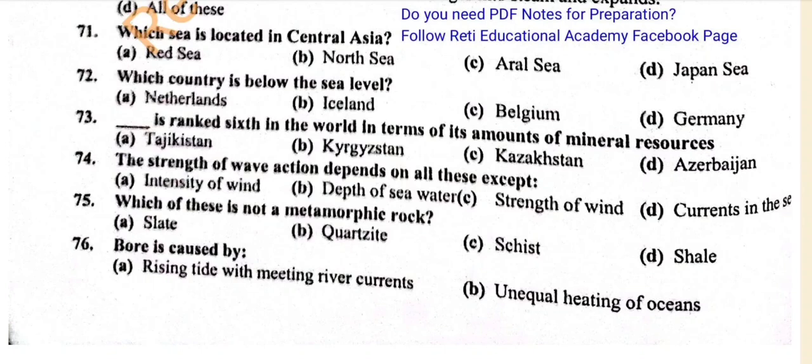Question number 74. The strength of wave action depends on all these except: A. Intensity of wind, B. Depth of seawater, C. Strength of wind, D. Currents in the sea. And the correct answer is D. Currents in the sea.